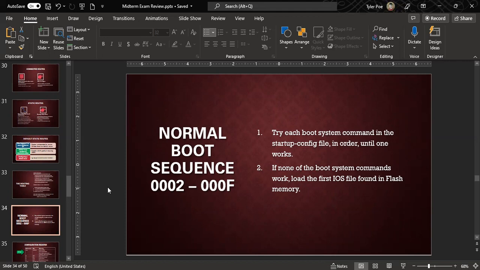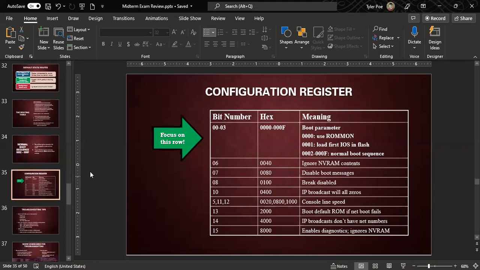This is the normal boot sequence of a router. All you really need to know about this is that these are the steps the router takes to try to boot. The router tries to boot each boot system command in the startup config file in order until one works. If none of these commands work, it loads the first IOS image found in flash memory.